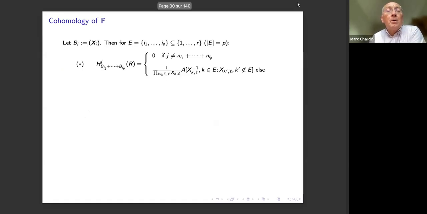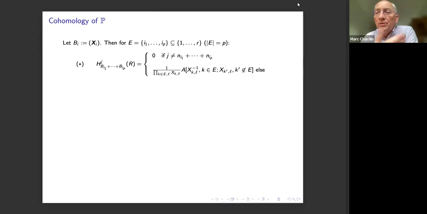Now the cohomology of the product of projective spaces, I will explain how one computes this, and it's quite different than in the case of one projective space. So first I will give a notation. If you have one set of variables x_i, B_i is the ideal generated by the i-th set of variables.